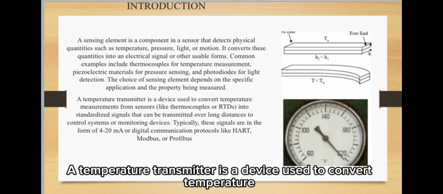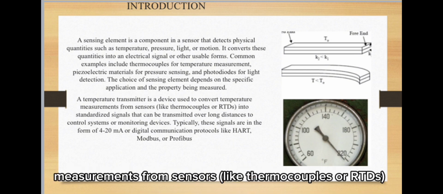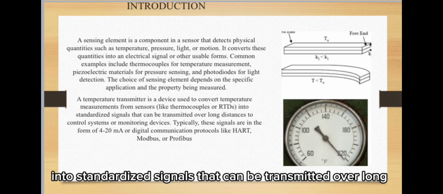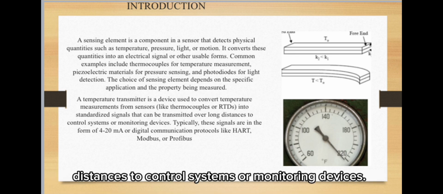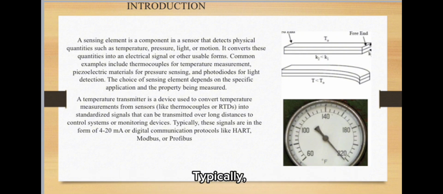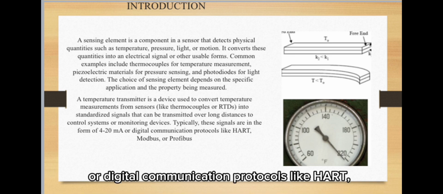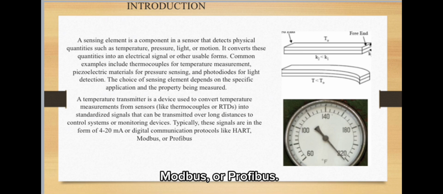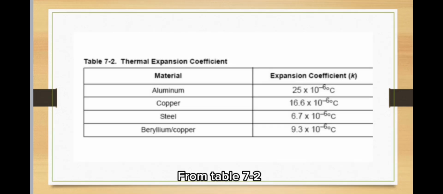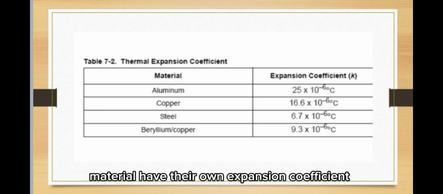A temperature transmitter is a device used to convert temperature measurements from sensors like thermocouples or RTDs into standardized signals that can be transmitted over long distances to control systems or monitoring devices. Typically, these signals are in the form of 4 to 20 milliamperes or digital communication protocols like HART, Modbus, or Profibus. From Table 7.2, thermal expansion coefficient. Materials have their own expansion coefficient.